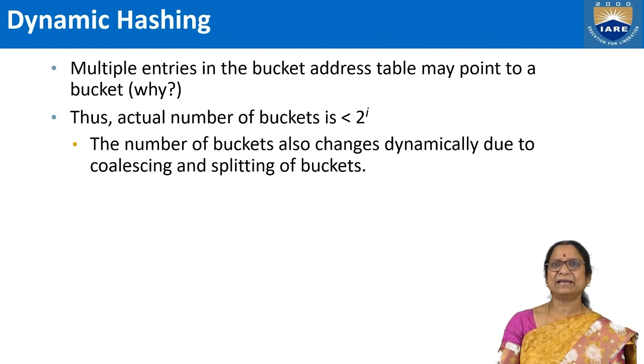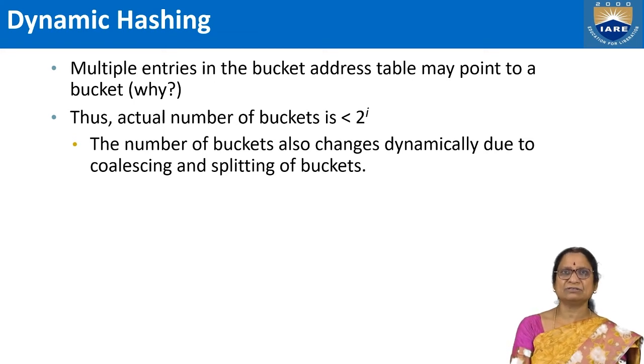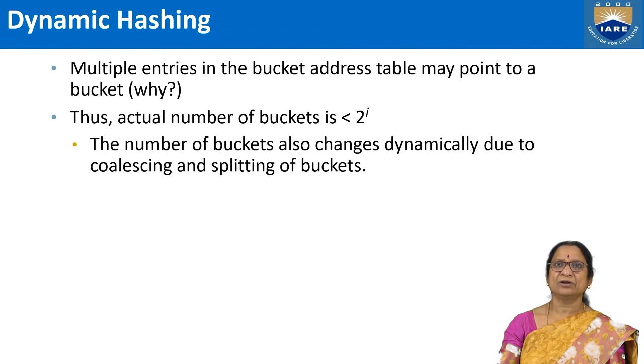So multiple entries in a bucket address table may point to the same bucket, because the same thing happens as in the case of our previous hash function. Here, the dynamic hashing also returns a value, but remember, when the data is returned, it may be valid up to 32 bits. So the actual number of buckets is going to be less than 2 power I, where I is the number of bits. The number of buckets also changes dynamically due to the splitting of buckets and the coalescing of buckets, etc.